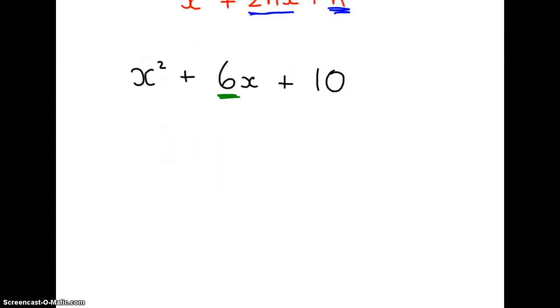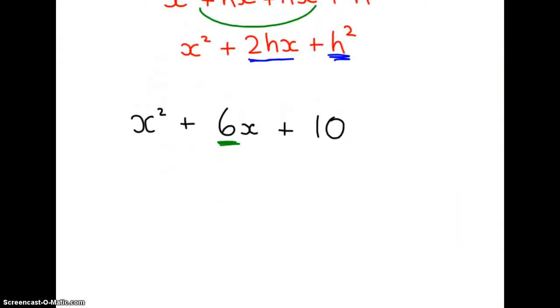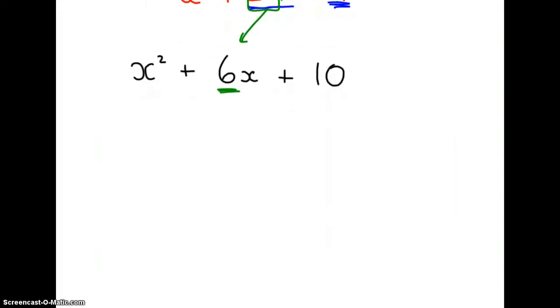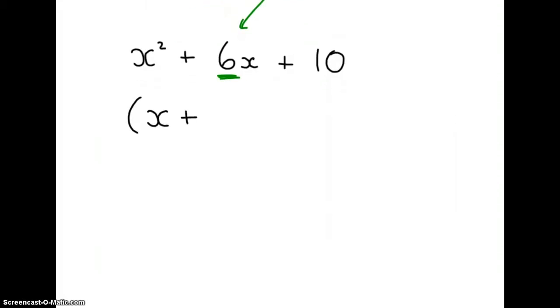So if I wanted to complete the square for x squared plus 6x plus 10, say. What I need to do is look at this number. From above, if I want to have a 6x, so if we look at what we just multiplied out here, we want this value here to be a 6x. So my h value in this case will have to be half of that. So into my brackets, I'm going to have to put x plus 3 all squared.